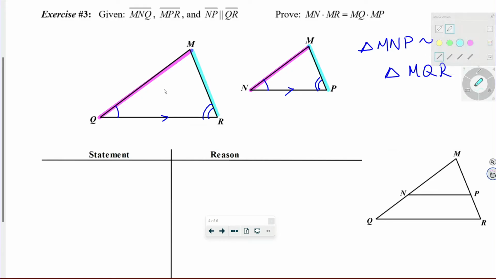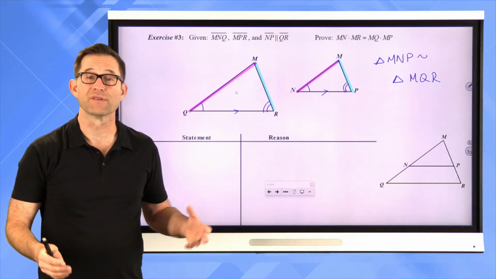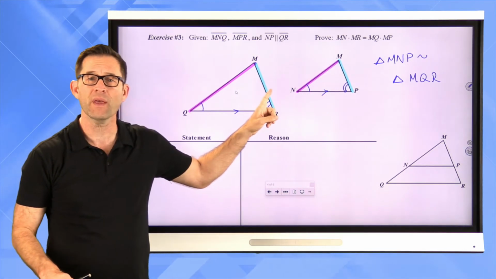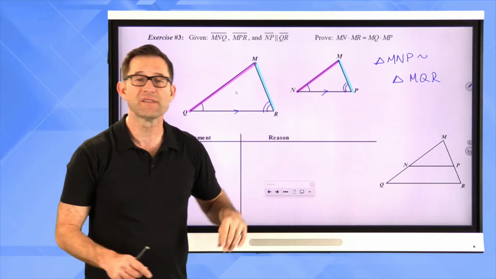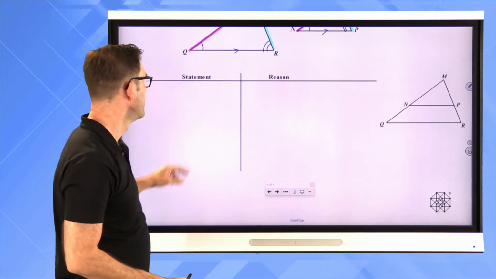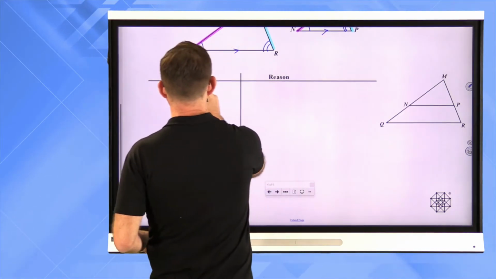And you can really see in this case how we're going to use these two similar triangles. Eventually we'll say something like MQ divided by MN is equal to MR divided by MP. So let's see how this plays out in a proof before we get to a tough one. All right, whoops, that didn't work at all.